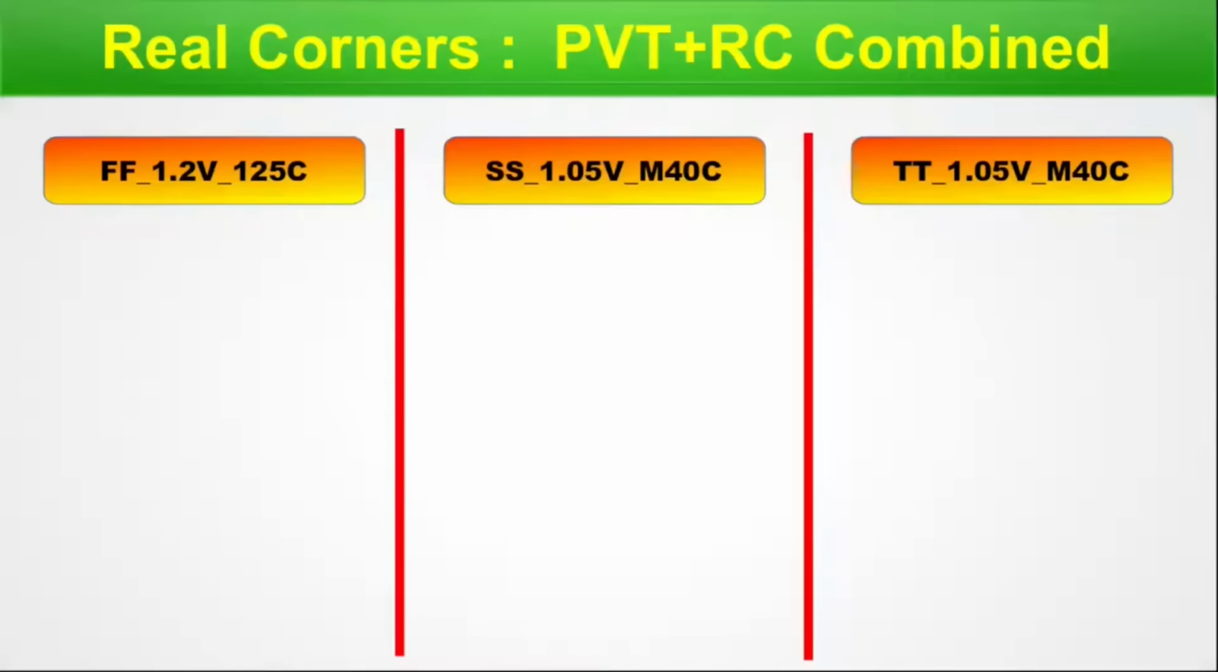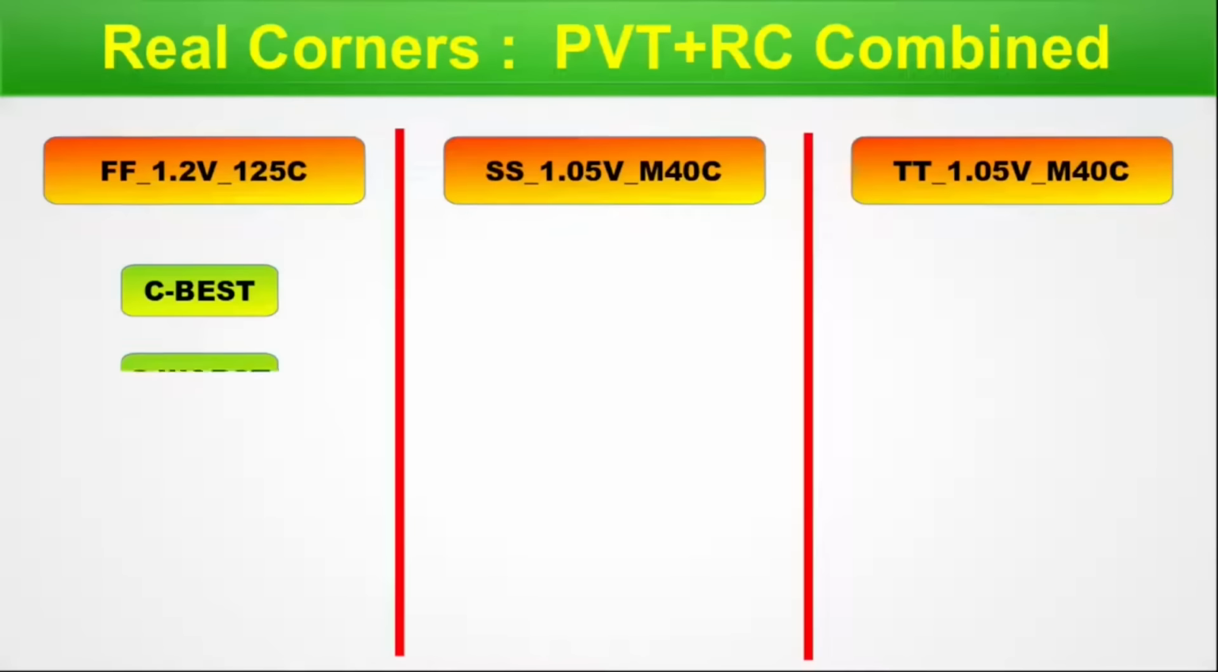So these are three examples. There could be many combinations and permutations in these corner names, as you can easily assume from the previous slide, with all the process corners, or variations of voltage or temperature. So there could be multiple combinations of these. Let us just take these three, and see what we will have inside them.